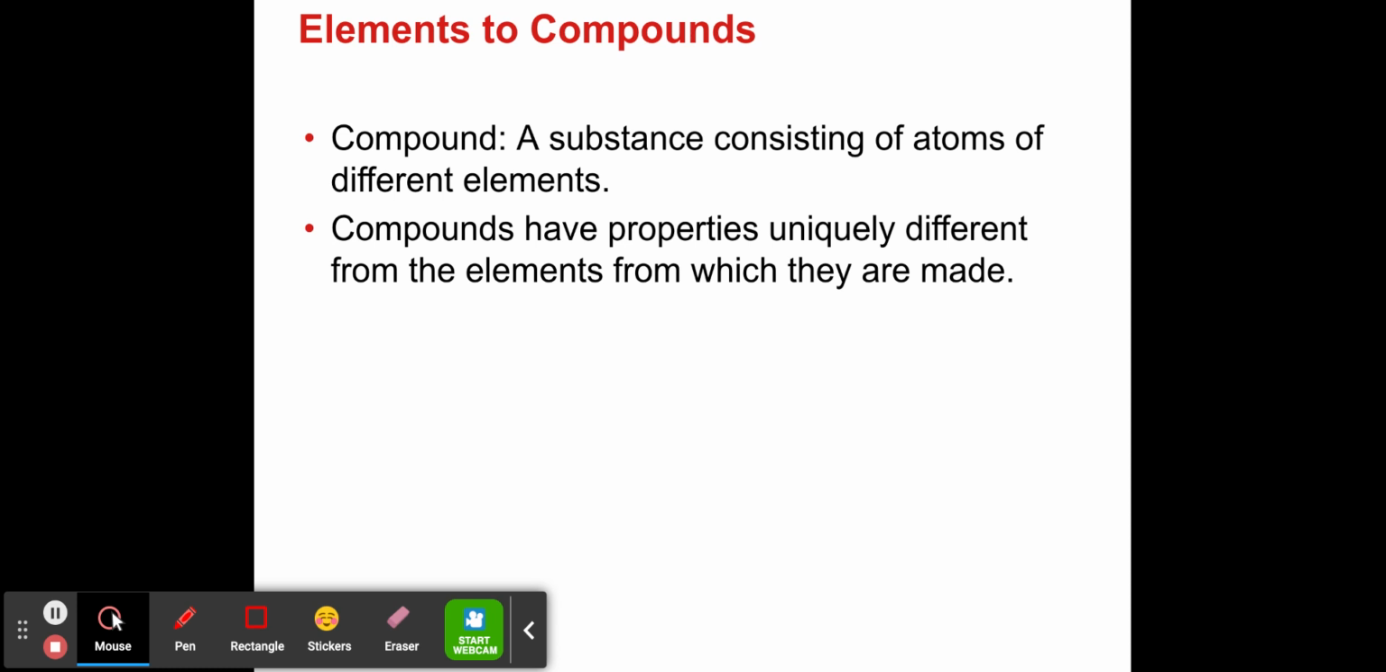So a compound has properties that are uniquely different from the elements from which it is made. For example, sodium chloride we use in cooking is made up of the metal sodium and the non-metal chlorine. If you look at the metal sodium and the non-metal chlorine, you realize that they have physical and chemical properties that are different from the sodium chloride itself.